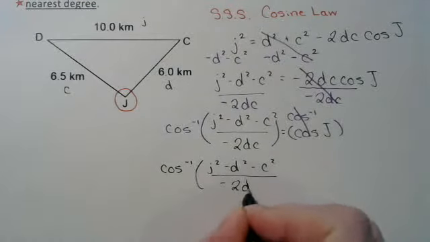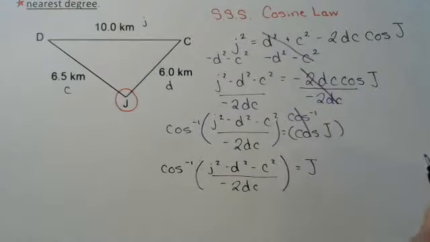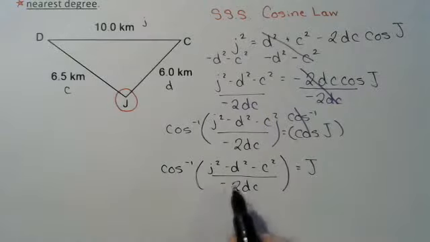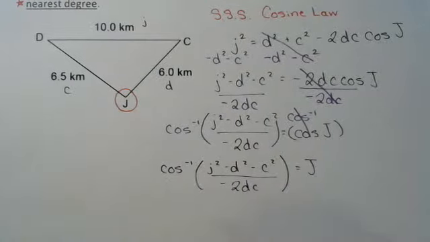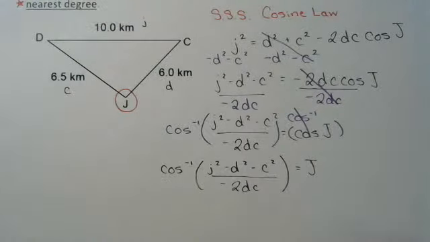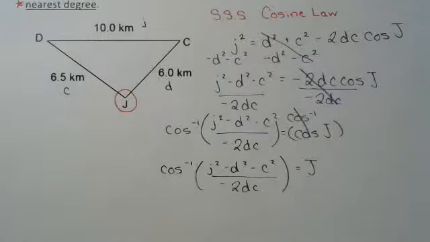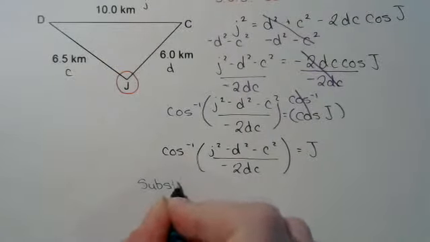And this is my last step. What I have on this side, okay, is everything I've moved away from the J on this side, one step at a time. So J is equal to cos inverse of D squared minus C squared, all divided by 2DC. Super fun. So now we have to substitute all of our values into it.